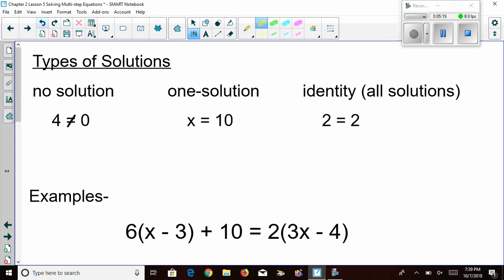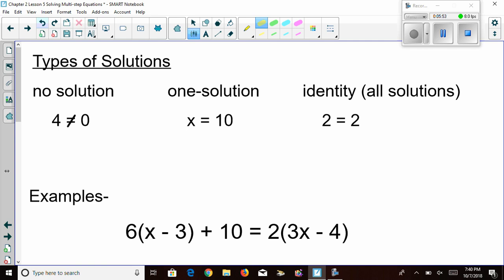We have no solution, which if you notice in no solution, there is no variable, there is no x, there is no letter. We have a number on the left and a number on the right, and they are not equal to each other, which means in that equation, there is no number at all in the real number system that I can put in for whatever variable was there to get an answer.